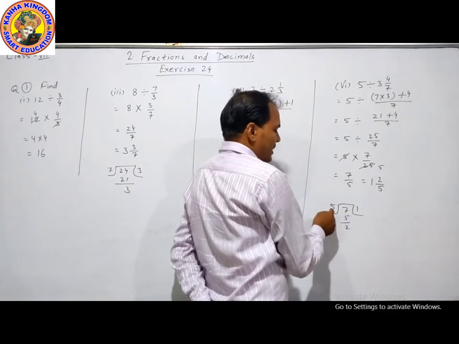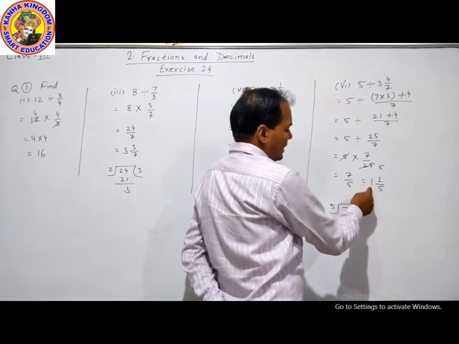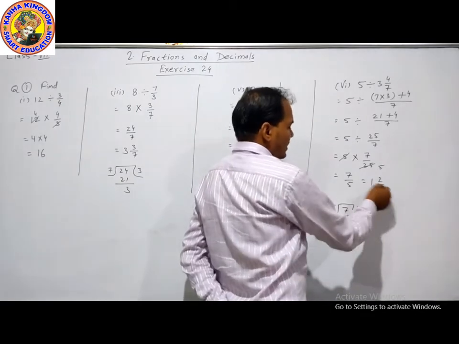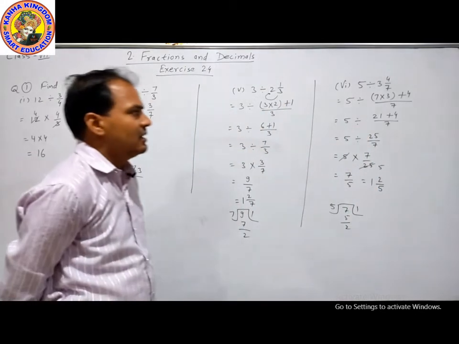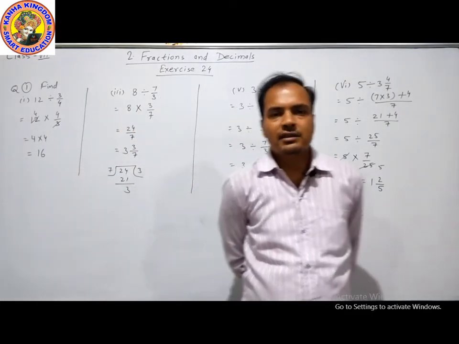When we divide 7 by 5, 1 time 5, remainder is 2. Now 1 time complete division, remainder is 2, divisor is 5. This is our answer. You can take a screenshot of this. We will move to our next question.